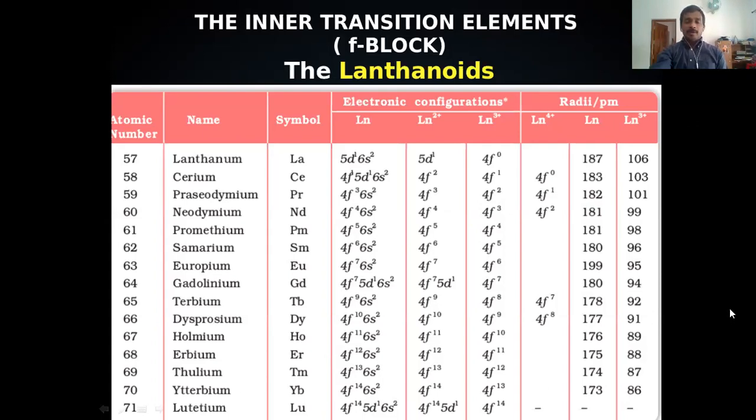And this table is only to see the names of the elements and to compare their electronic configurations. So just read and understand it. For reference, it is in your textbook, so no need to copy it down.